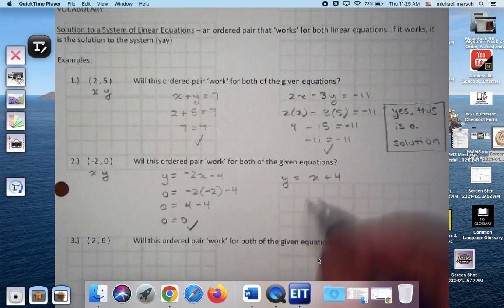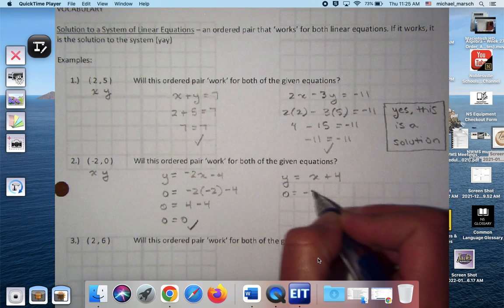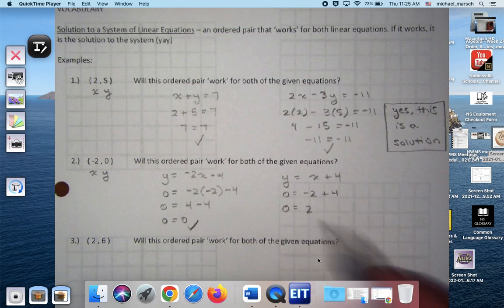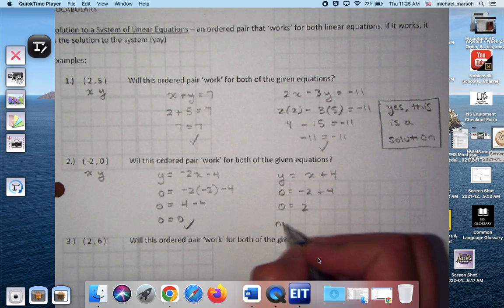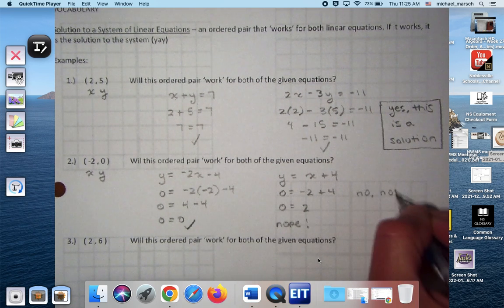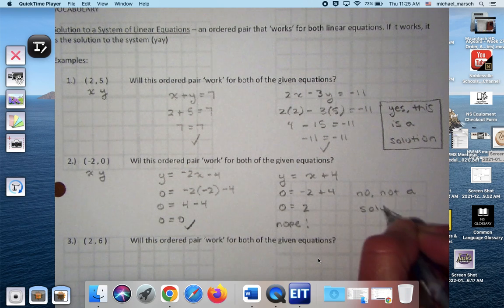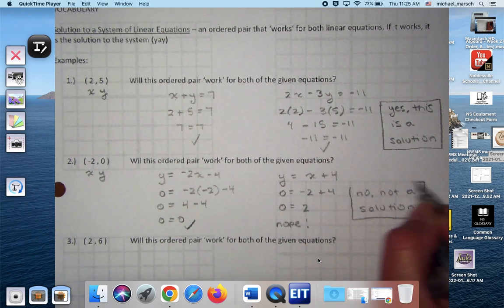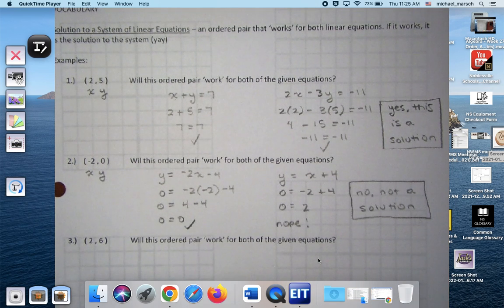How about the second one? 0 equals negative 2 plus 4. Does 0 equal 2? Sure doesn't. Not a solution. So it only works if both equations work.